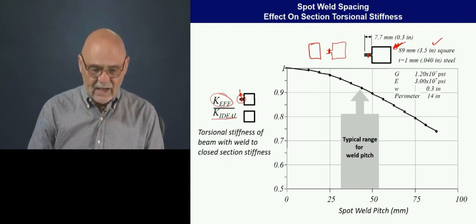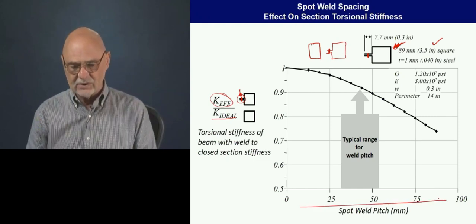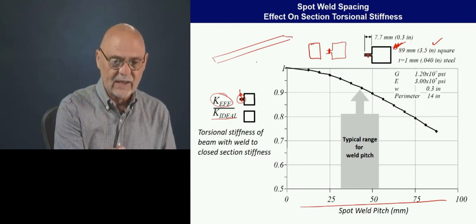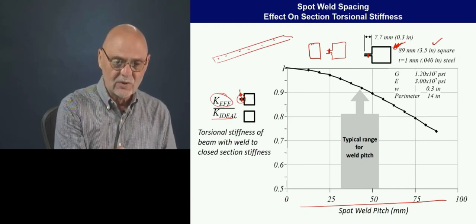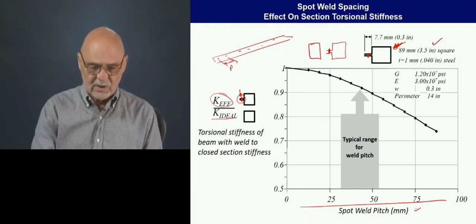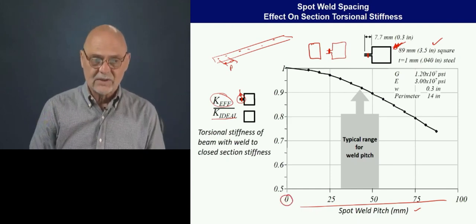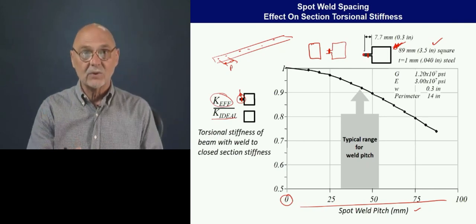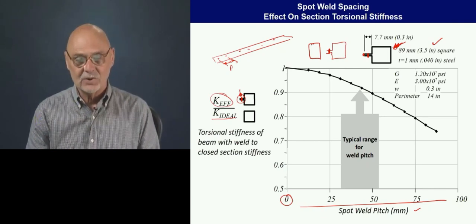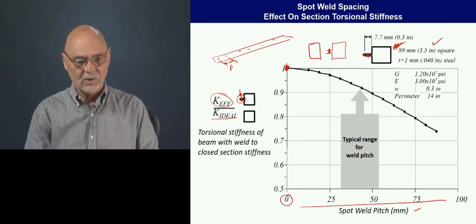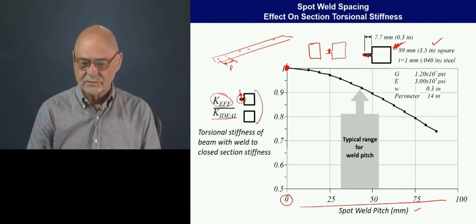And along the x-axis is the spot weld pitch. So this is how far apart the spot welds are. If we look at this long flange, these are uniformly spaced, and that distance is p. So that's the spot weld pitch. And as we would expect, when we have zero pitch, that's as if we would have welded this all along the side, so it turns it into a closed shape. That's why we have 100% effectiveness, or 1, for this ratio.